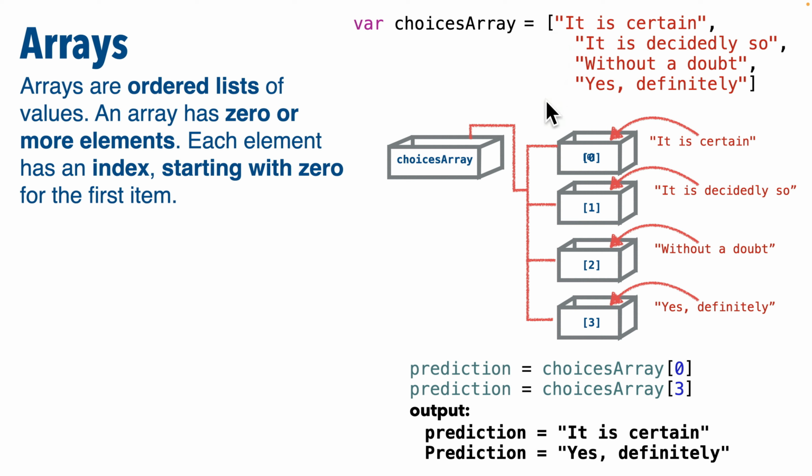Now there are four strings in here, but to get to each of the individual strings, we have to refer to them by a number that starts counting at 0. So the first string is 0, second is 1, third is 2, and the fourth is 3. So if I want to get an individual item, I can refer to the name of the variable, choicesArray, followed with square brackets, and provide the number of the item that I want to reference, 0 through 3. So if I set the prediction variable equal to choicesArray in brackets 0, that would be the item at index 0, that's the string it is certain. And if I set prediction equal to choicesArray in brackets 3, that would be the fourth element in the array because we count from 0, and that would be the string yes, definitely.